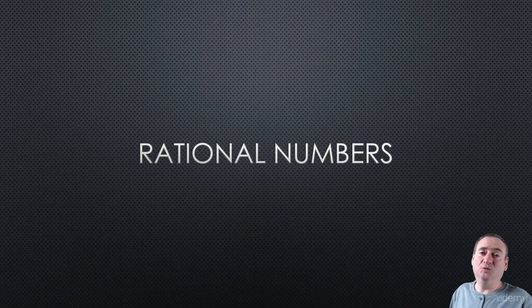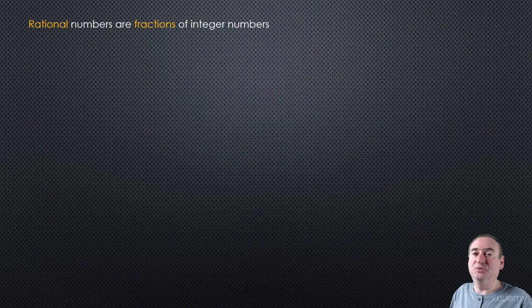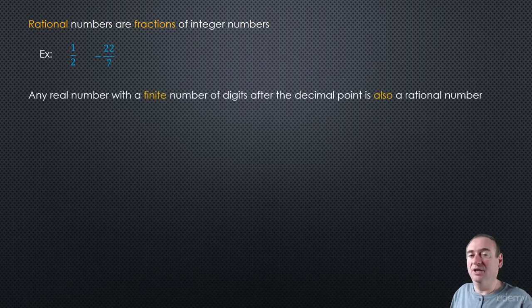Hi, in this video we're going to take a look at rational numbers. Now, rational numbers are simply fractions of integer numbers. So things like, for example, 1/2, minus 22/7, and so on. These are all fractions of integers that can be positive or negative, and those are called rational numbers.